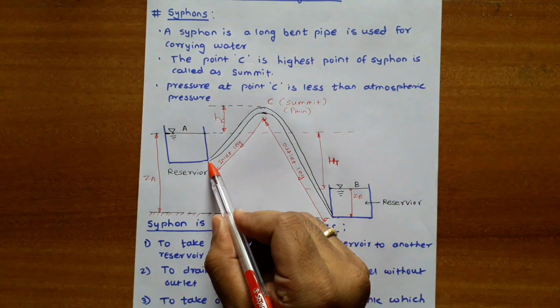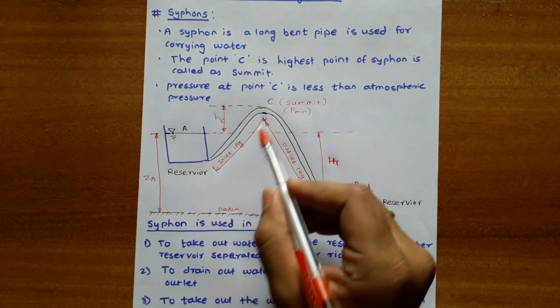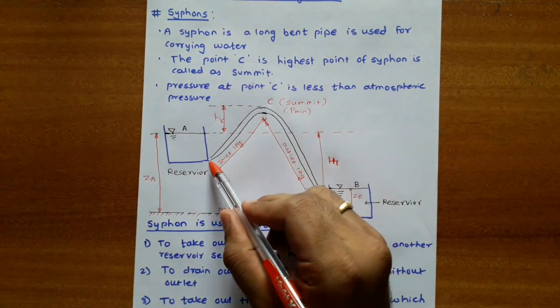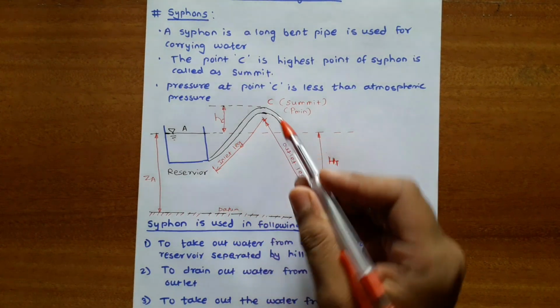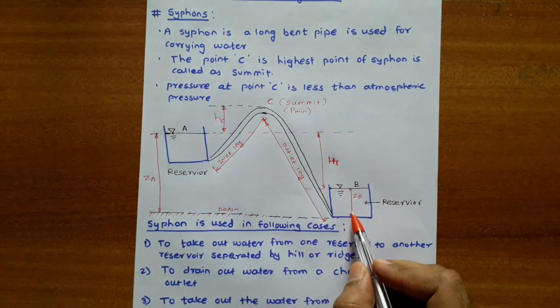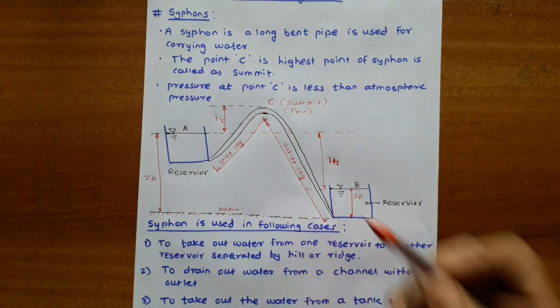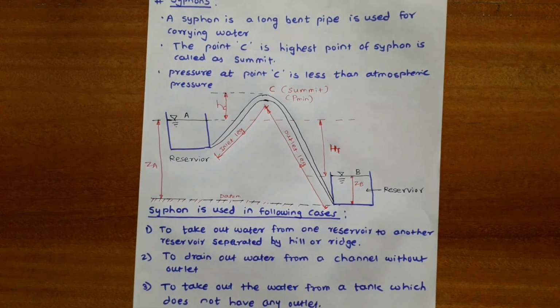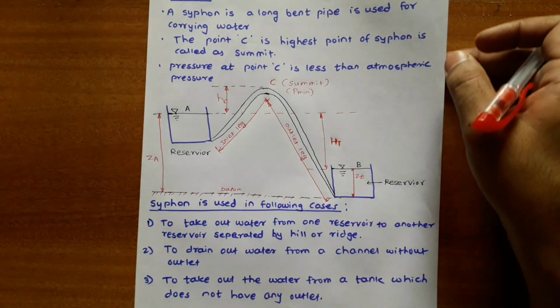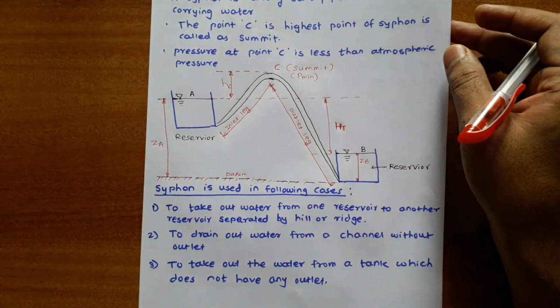From tank A to point C is known as the inlet leg, and point C to reservoir B is known as the outlet leg. Now we will see some uses of siphon.